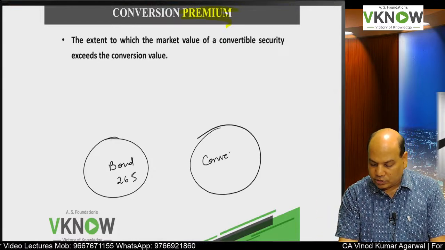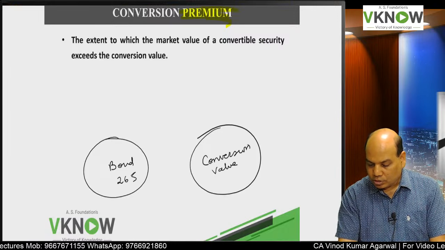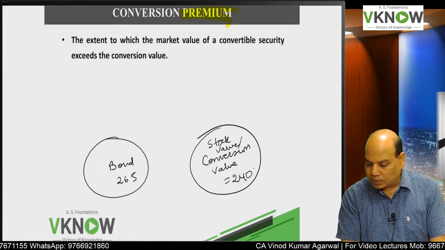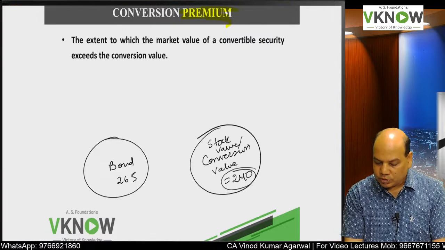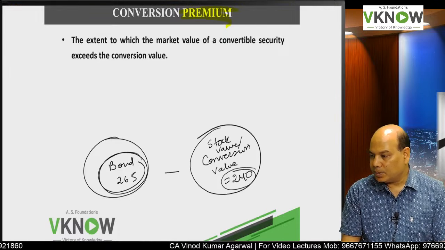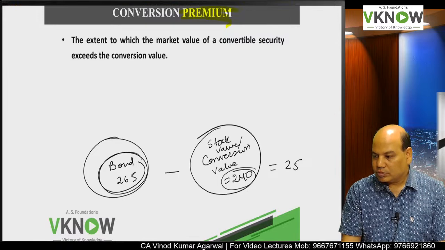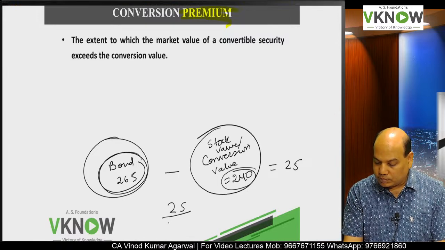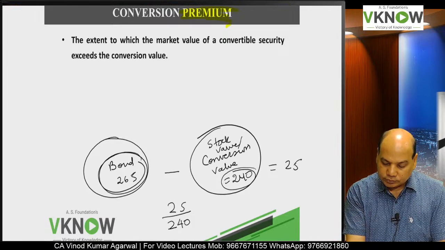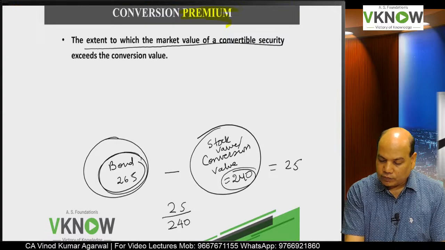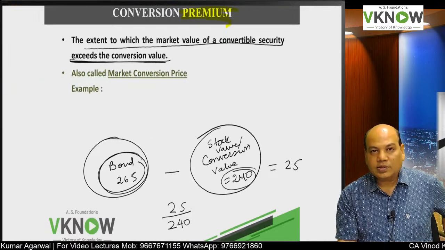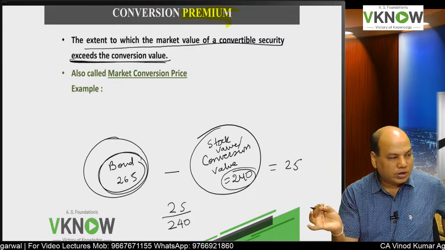So the conversion value or stock value of the bond is 240 rupees. You could have bought 20 shares for 240, but you bought the bond for 265. So how much premium are you paying? You are paying a premium of 25 rupees. In percentage terms compared to conversion value, it will be 25 by 240. So conversion premium means the extent to which the market value of a convertible security exceeds the conversion value: how much additional premium you are paying as compared to the stock value or conversion value of the bond.